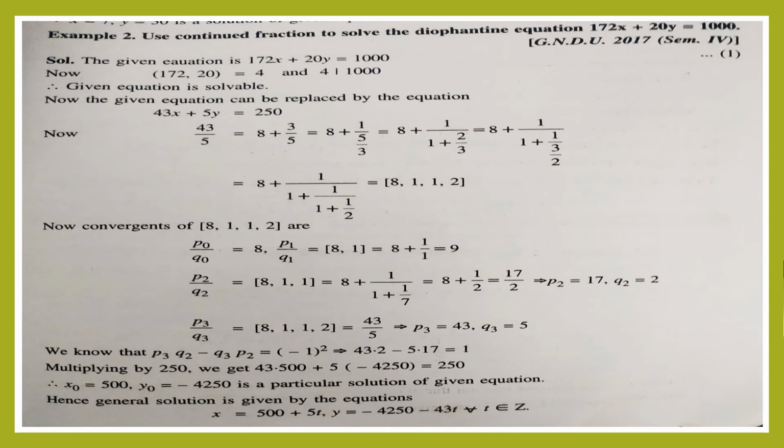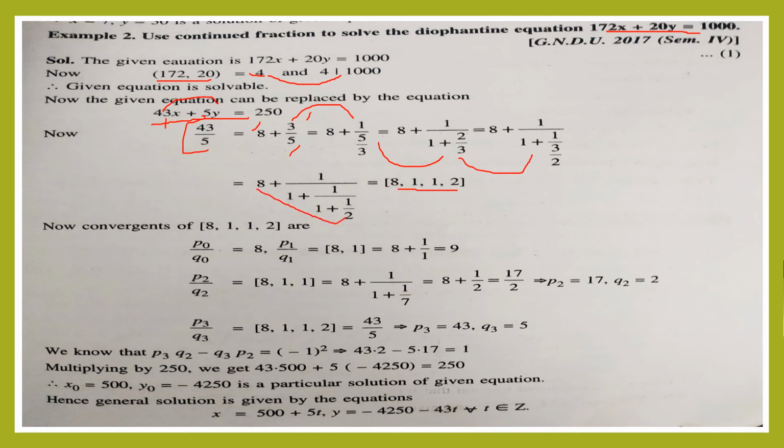Another question: use continued fractions to solve the Diophantine equation. This is our equation. First of all, we will find the GCD of A and B, that is 4. When we divide 1000 by 4, it will be 250. So divide the whole equation by 250 so that the GCD is 1. Now this is our A, this is our B. Now make A over B into continued fraction form. So quotient plus remainder over denominator, take its reciprocal, again simplify it, and we will get this continued fraction form.